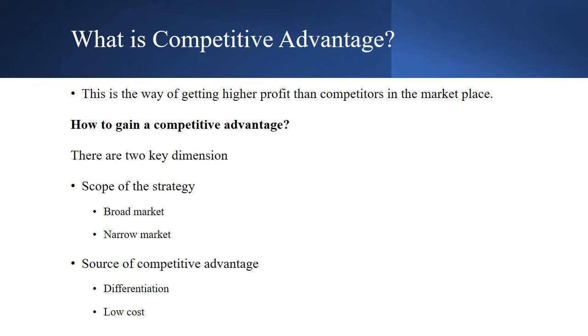What is competitive advantage? This is the way of getting higher profit than competitors in the marketplace. How to gain a competitive advantage? There are two key dimensions. Scope of the strategy: under scope of strategy, we have broad market and narrow market. Second one is source of competitive advantage: under that, we have differentiation and low cost.